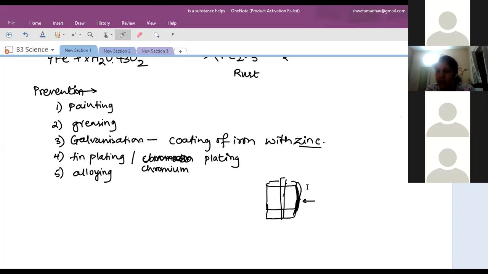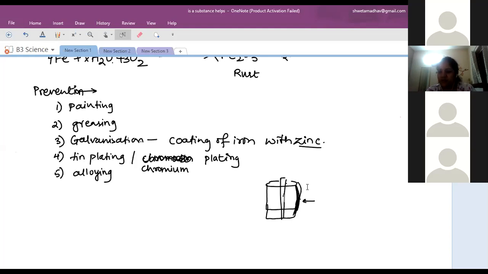So oxygen comes there. It wants to react, which means it actually needs electrons. And who is giving electrons very quickly? Zinc. So zinc is reacting with oxygen, not iron. What will happen to the zinc? Zinc will react with oxygen to form zinc oxide.